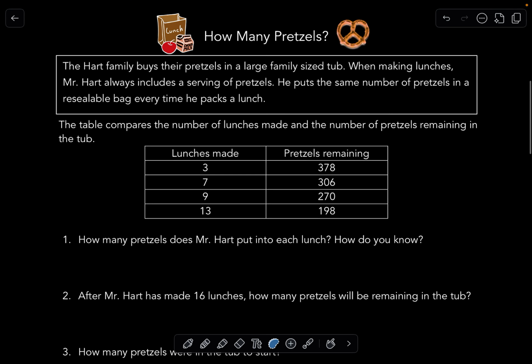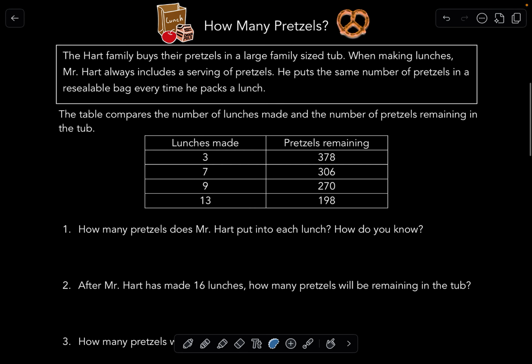Okay? So the table compares the number of lunches made and the number of pretzels remaining in the tub. So after 3 lunches made, he had 378. After 7 lunches, he had 306, and after 9 lunches, 270, and after 13 lunches, 198. All right, how many pretzels does Mr. Hart put into each lunch, and how do you know?